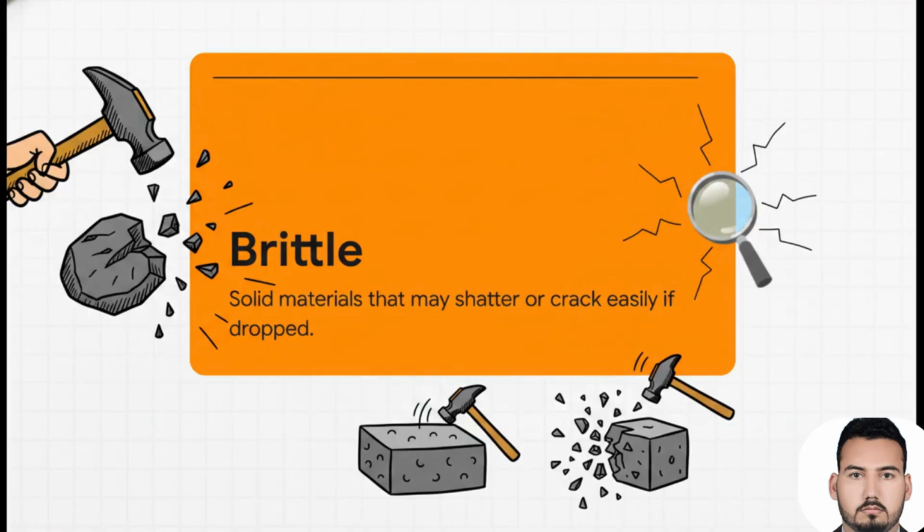Time for some non-metal vocabulary. If a non-metal is solid, it's almost always what we call brittle. This means it might shatter or crack super easily if you drop it or hit it. Remember how we said metals are malleable and can be hammered into shape? Brittle nonmetals are the exact opposite. Hit them with a hammer and they're just going to break into pieces.